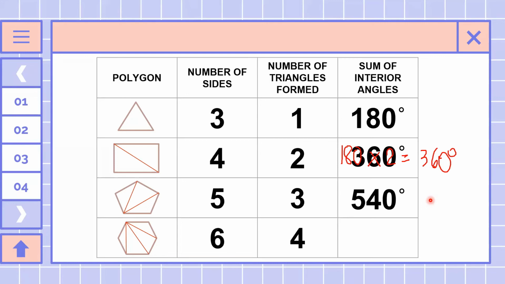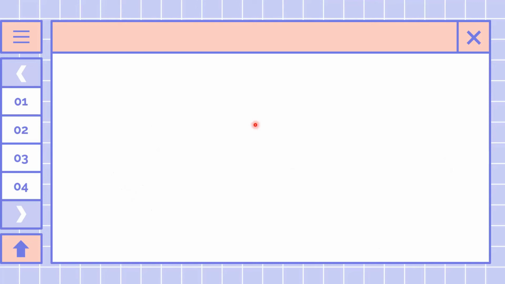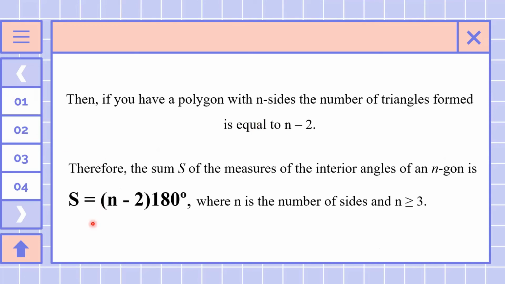We have 720 degrees. Okay, drawing diagonals to form triangles in our polygon is applicable only if the polygon has few sides. What if we are given a 20-sided polygon? We would go crazy drawing diagonals in our polygon. So now, what we will do is use this formula in finding the sum of the measures of the interior angles of an n-gon. Meaning, n is the number of sides of the polygon.